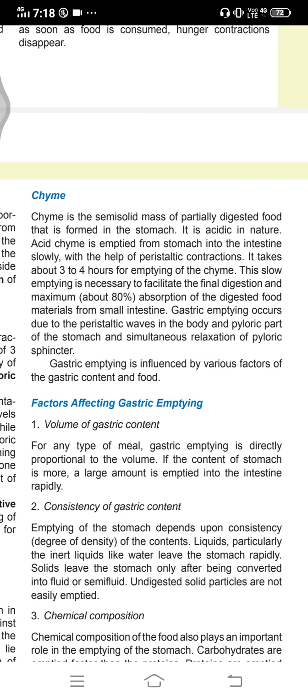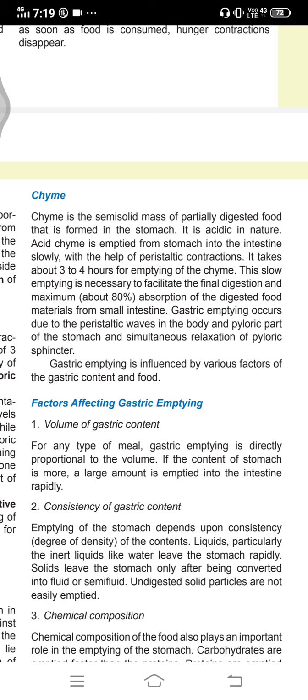Bolus is the food particles in the mouth mixed with saliva. When it enters the stomach, it becomes acidic and is called chyme. And acidic chyme is emptied from the stomach into the intestine very slowly. It takes about 3 to 4 hours for emptying of chyme. This slow emptying is necessary to facilitate the final digestion and to allow maximum absorption, about 80%, of the digested food materials from the small intestine.